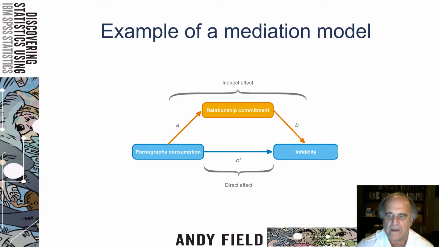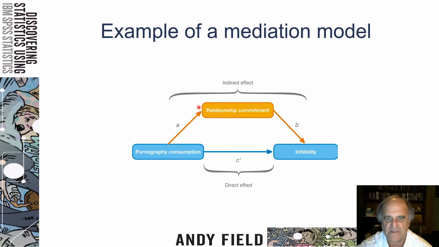Okay, then. Next, Field gives us an example of another mediation model. In this mediation model, he's looking at the impact of pornography consumption on infidelity in a partnership. And the mediating variable is relationship commitment. So in this model, there is, of course, a simple relationship between pornography consumption and infidelity. That would be C, which we don't see here.